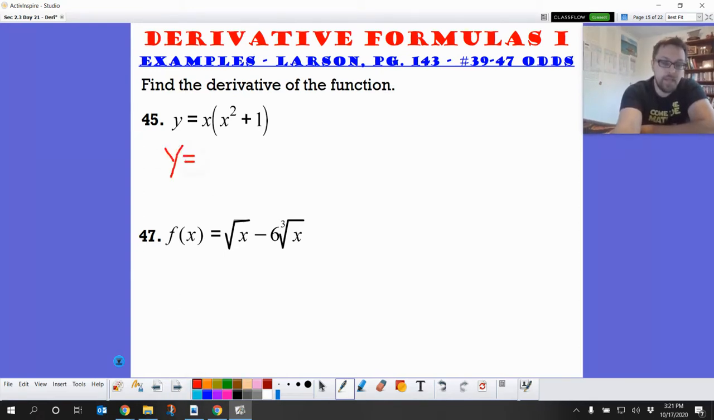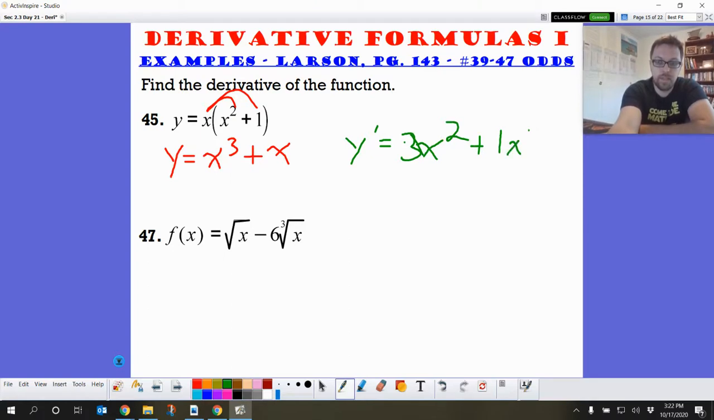So I get y equals x cubed. So I'm just going to distribute. Plus x. Y prime is going to be 3x squared plus 1 x to the 0. But again, just like the last one, x to the 0 is just 1. So we've got 3x squared for y prime plus 1.